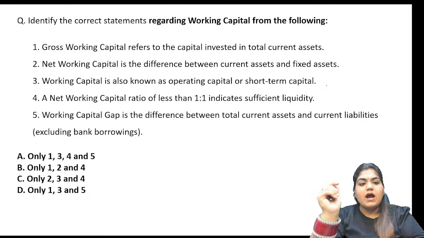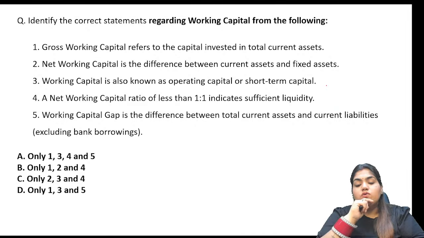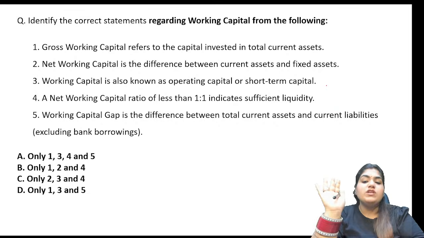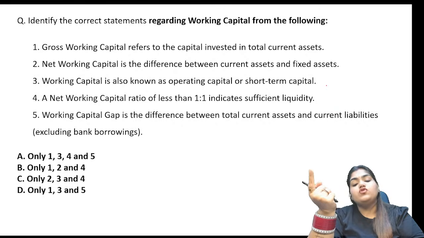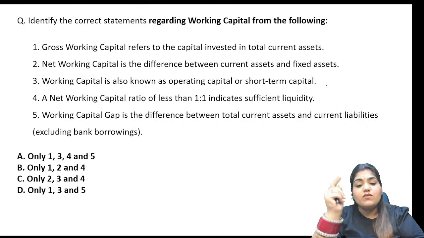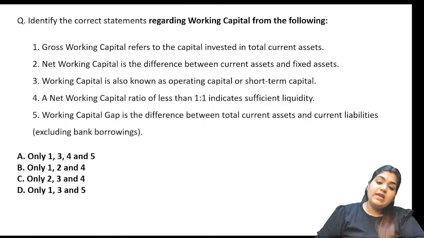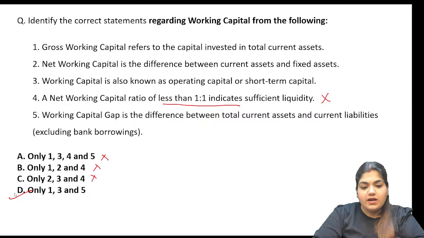Next, identify the correct statement regarding working capital from the following. The ratio less than 1:1 indicates insufficient liquidity. The ratio should be more than 1:1. When it is less than 1:1, it indicates insufficient liquidity. Statement number 4 is incorrect. The moment we get 4 incorrect, we eliminate A, B and C, and D will be the correct answer.